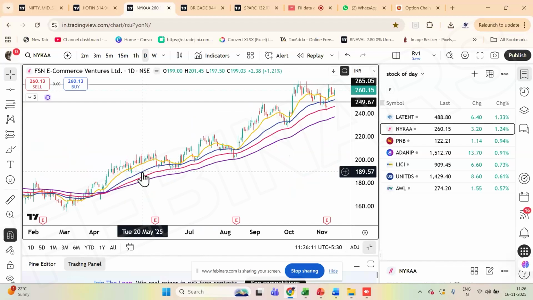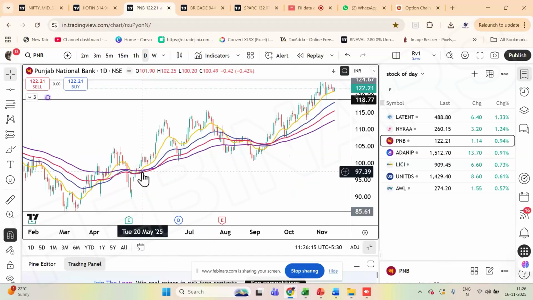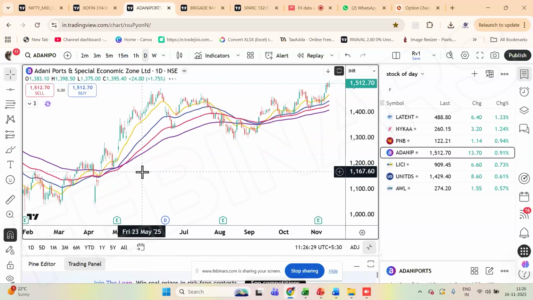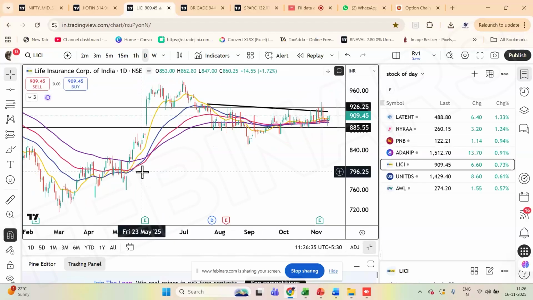FSN Ventures. So PNB, Punjab National Bank, also we have done a consolidation range 118 to 124. 125 is the range. So once that range is taken out, 140 and 180 positional target is there. 140 is clearly on the cards for Punjab National Bank. Adani Ports, the momentum is gaining on the upside. LIC is one stock which we like after the results and the momentum.